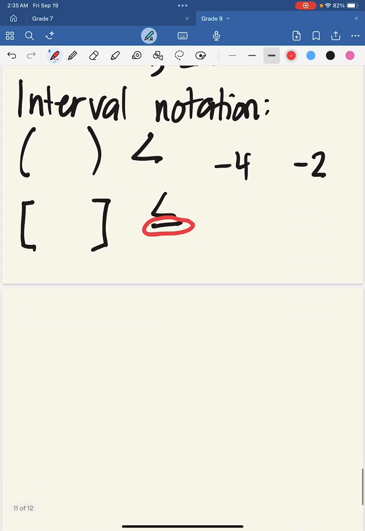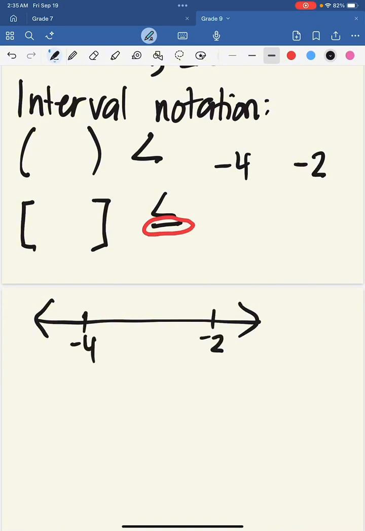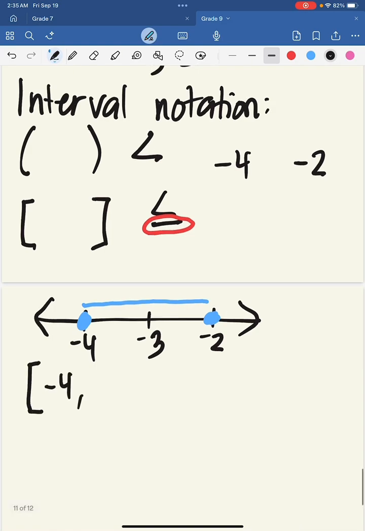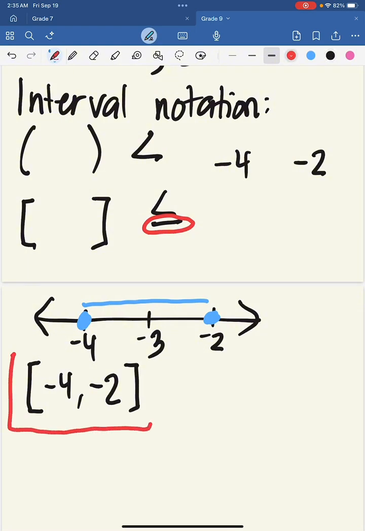Anyway, so we have proven from the number line that the numbers negative 4 and negative 2 and the numbers in between them satisfy the given quadratic inequality. So it is from here to here. Then we can write it like this. Open bracket, negative 4, negative 2, and close bracket. So this one here is your answer when you write it in interval notation.